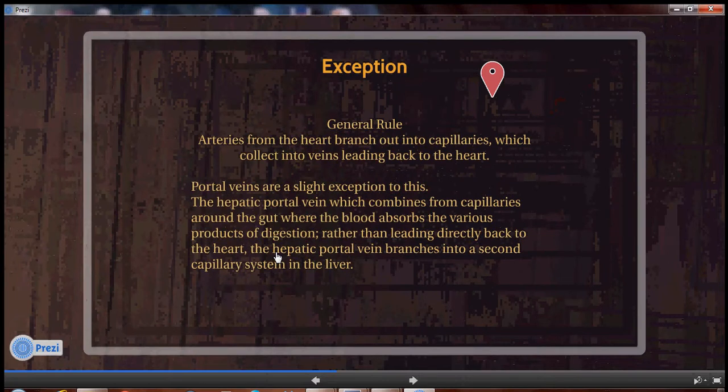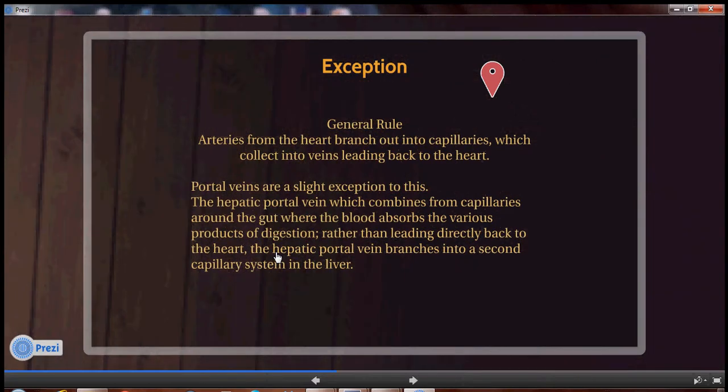Now we're going to see what the septum rule is. Generally, arteries from the heart branch out into capillaries, which collect into veins, leading back to the heart. What is the exception? The portal veins are a slight exception. Why? Because the hepatic portal vein, which combines from capillaries around the gut, where the blood absorbs the various products of digestion, rather than leading directly back to the heart, branches into a second capillary system in the liver.